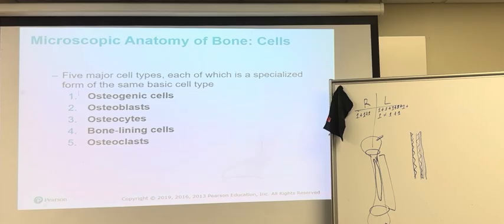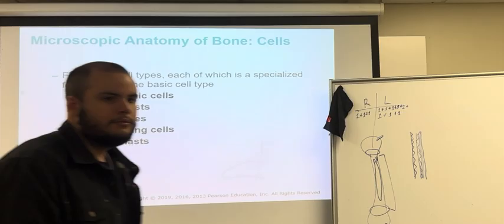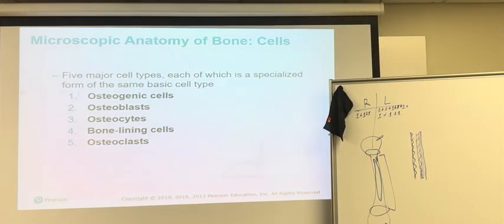Do you remember the difference between the cyte and the blast? When we say osteoblast, what do we mean by that? Immature developing cell. When we say osteocyte, mature cell. Okay, so when we say osteogenic cell, they are the stem cell which can give rise to the what? Osteocyte, right? And then those bone lining cell in the periosteum and endosteum, right?